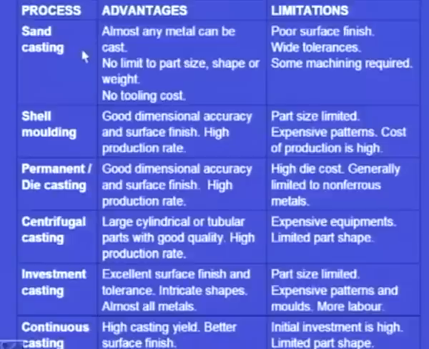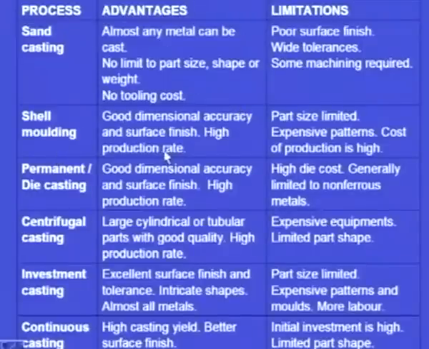Let us see, in the case of sand casting, almost any metal can be cast, with no limit on part size. Very big or very small sizes can be cast, shape or weight is no problem, any shape can be cast, and the tooling cost is very low. It has some limitations: poor surface finish and wide tolerances. We have to give more tolerances, and some machining is required. So, this is about sand casting.